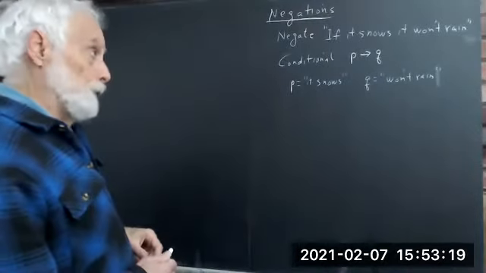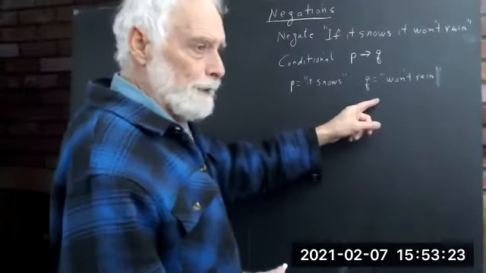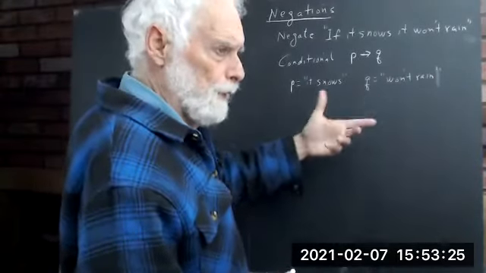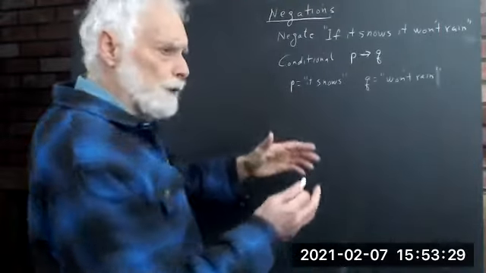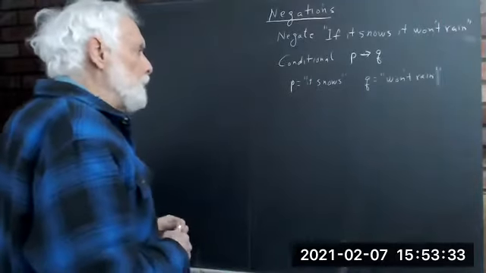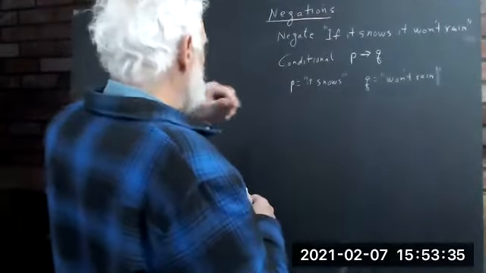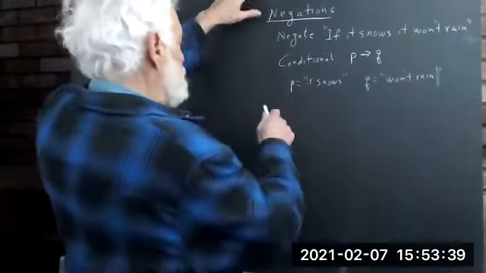If it snows, it won't rain. There's your conditional. And those are your statements. You always want to do that if you have a statement. Convert it to symbols so you can use the rules for the symbols. Okay, now, there's no rule for negating the conditional.